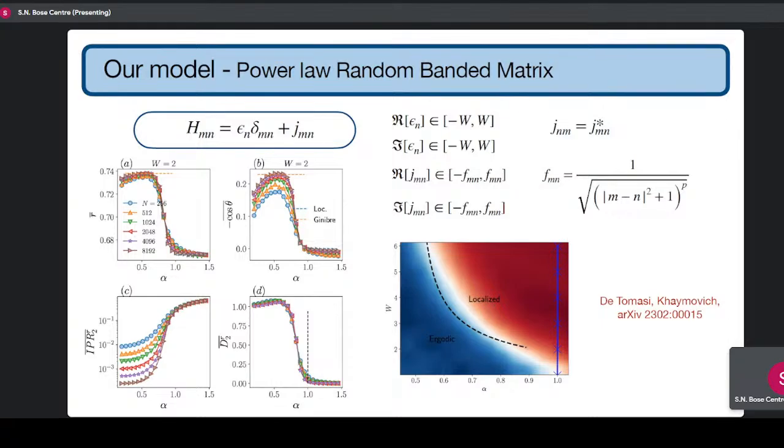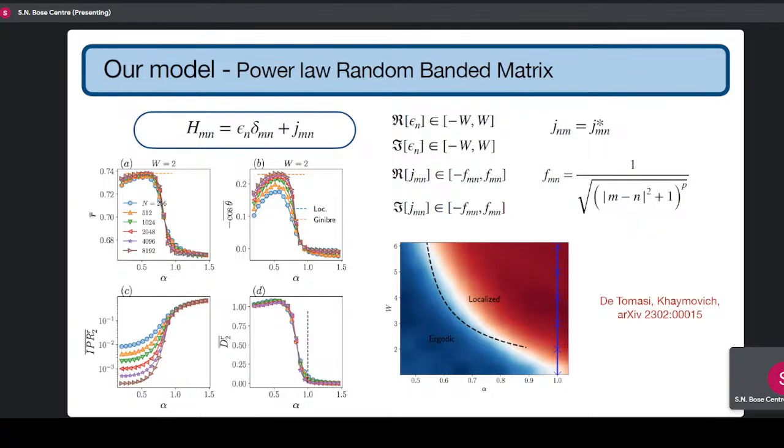This model has been studied using the eigenvector correlation and inverse participation ratio to understand if there is a localization transition, and this is the phase diagram of that. Basically, by choosing the strength of the disorder and the power of the power law decay of the off-diagonal elements, one can have a localized to delocalized transition. What is alpha? Oh, actually, alpha is p. It is taken from another paper, so they have used the variable alpha for this.